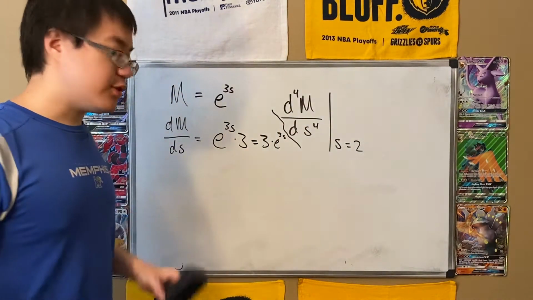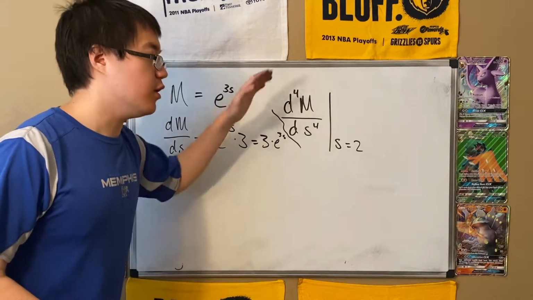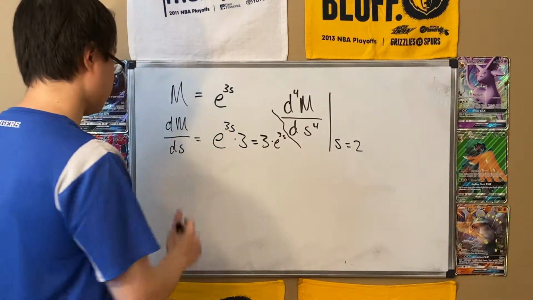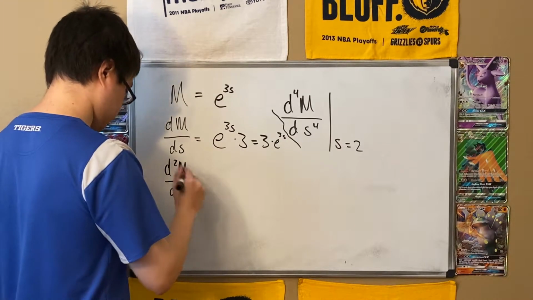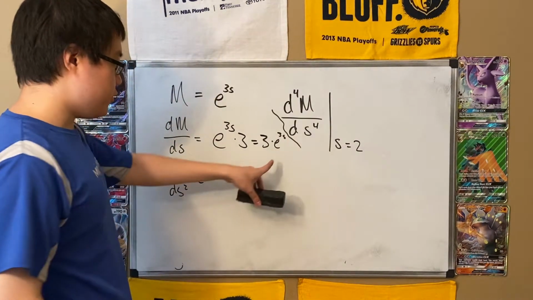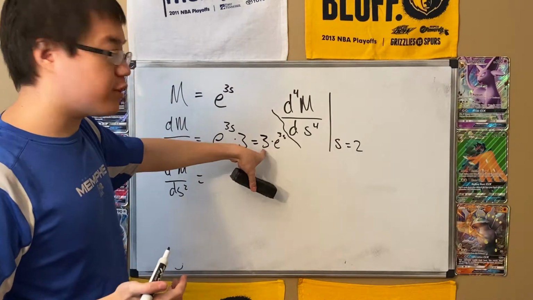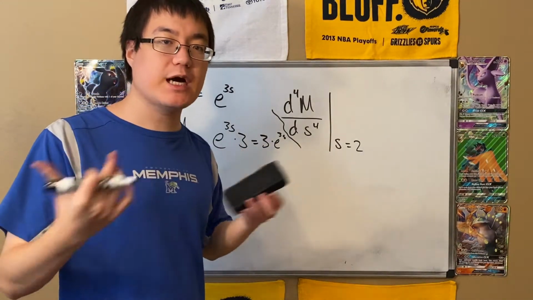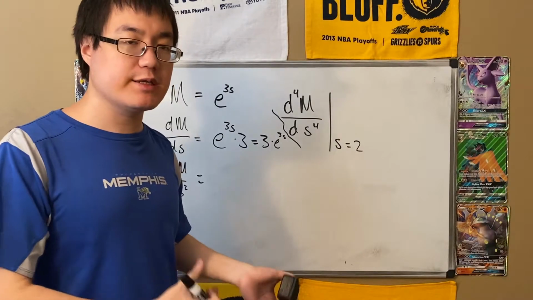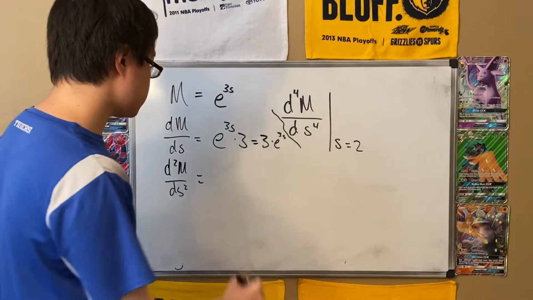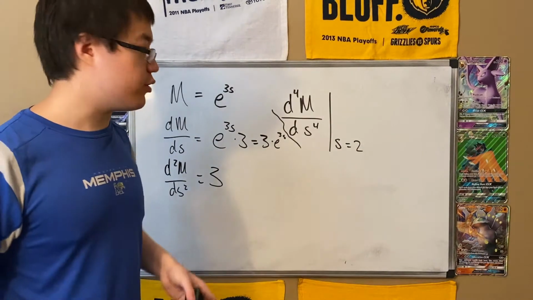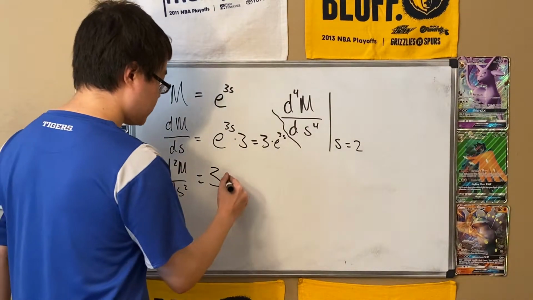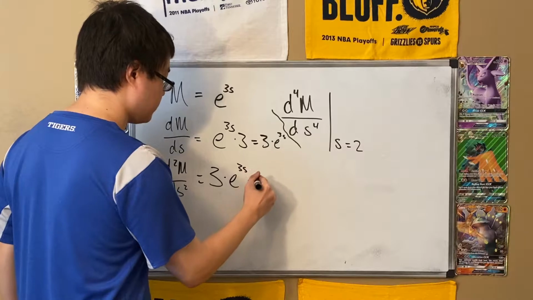So now I'm going to take the second derivative because, again, I have to take all the way up to the fourth derivative. So let's just keep going. Second derivative time. So I'm going to take the derivative of this one right here. Notice there's a 3 in the front, and anytime you have a constant times a function, you just write that constant down and then you multiply by the derivative of the function. So we're going to have a 3. Now we need to multiply by the derivative of e to the 3s, but we just did that. It's going to be e to the 3s, but times 3.